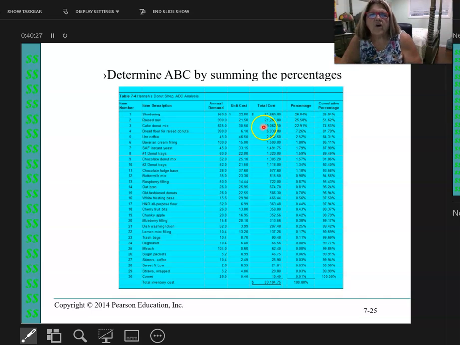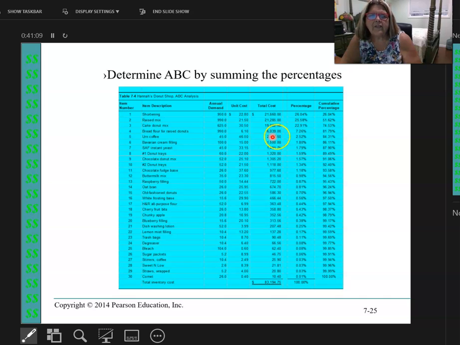I look to see my total cost, and I look to see my annual demand. So for shortening, I take my demand times my unit cost, which gives me a total cost. Then I take this total cost divided by the total inventory cost. So this makes up 26% of my total inventory. And so on. You take the total cost of the item divided by the total inventory cost to get a percent. So I can tell you right now, these three are my A items.